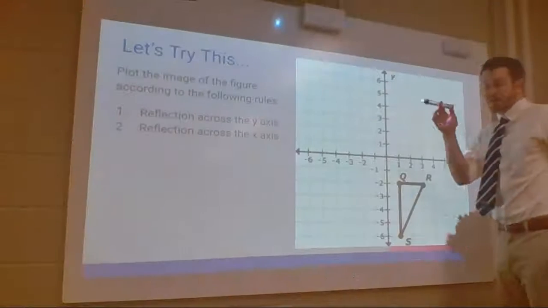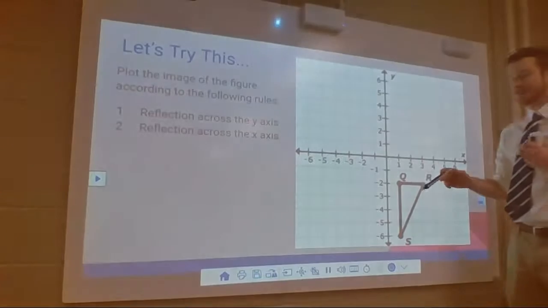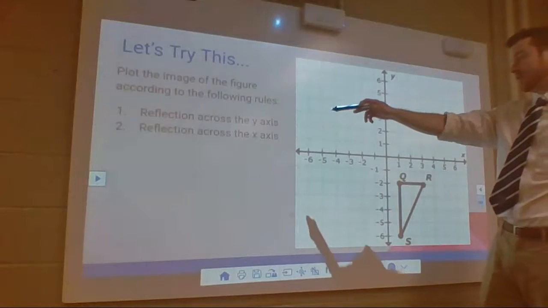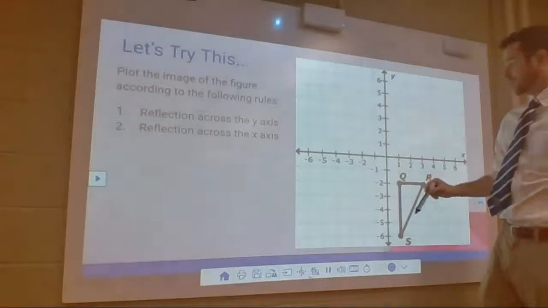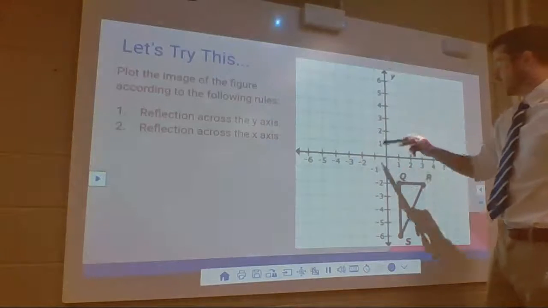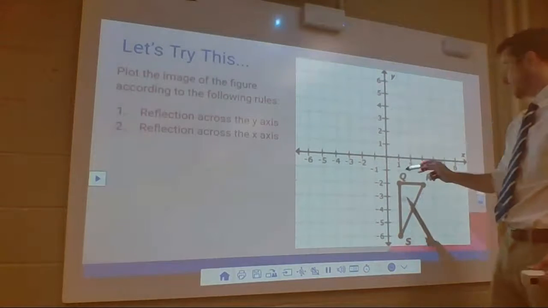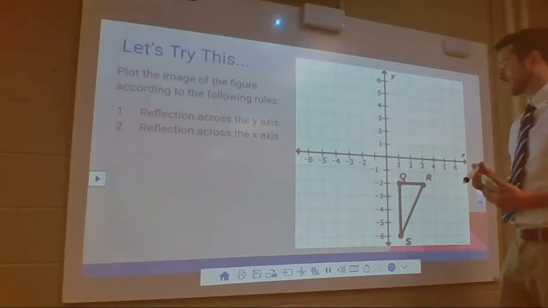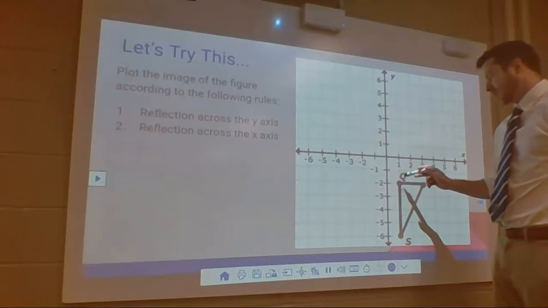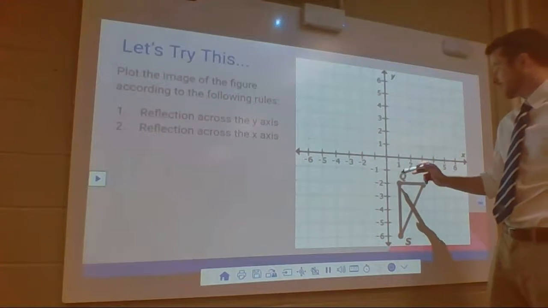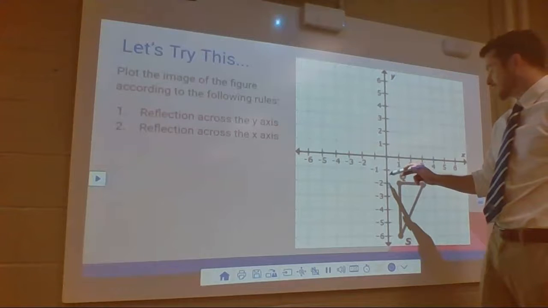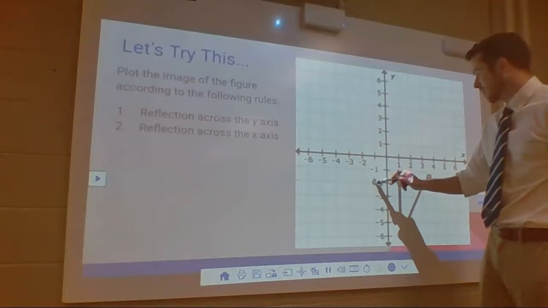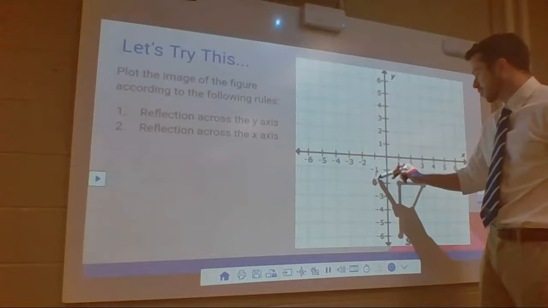And there you go. So now we're going to reflect triangle QRS in a couple other ways. The first rule says to reflect it across the y-axis. So the y-axis right here is this vertical axis. We're just going to reflect it horizontally across that vertical line of reflection. So point Q is 1 unit away from the y-axis. So then I'm just going to go 1 unit away on the other side of the y-axis and get point Q prime.